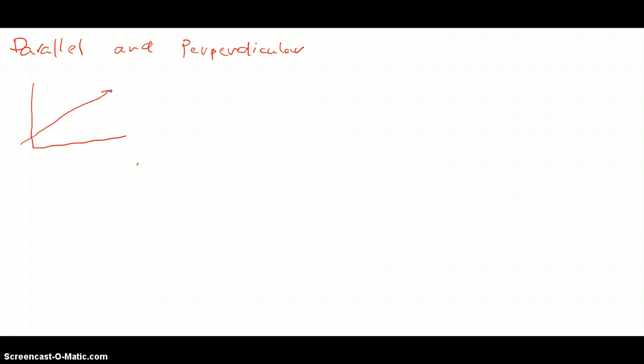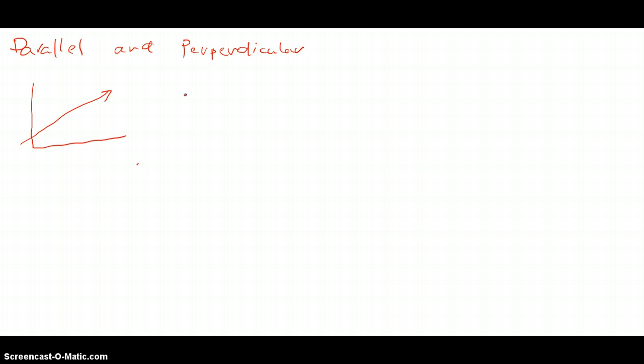So this video is going to be on parallel and perpendicular lines. Perpendicular lines. So firstly, before we even define what parallel and perpendicular lines are, let's recall what our standard equation for a line is. So this is just any random line.